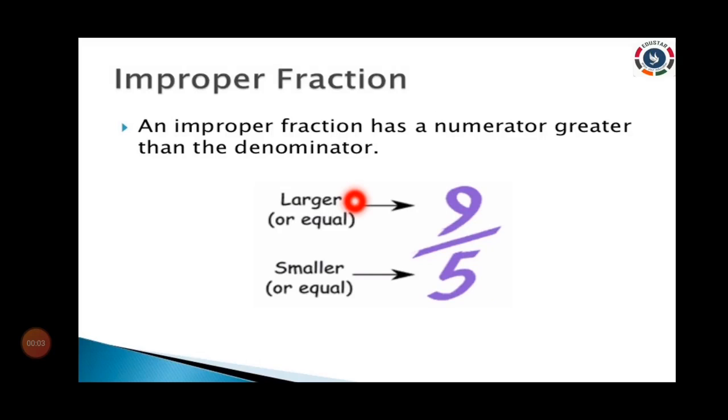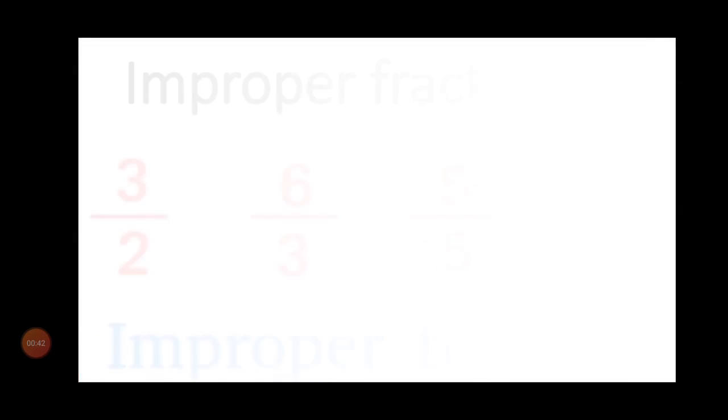Then improper fraction. A fraction that has the numerator greater than or equal to the denominator is called an improper fraction. Once again I am telling you, a fraction that has the numerator greater than or equal to the denominator is called an improper fraction. So here the numerator is 9 and the denominator is 5. So the numerator is greater than the denominator. So this is what fraction? Improper fraction.